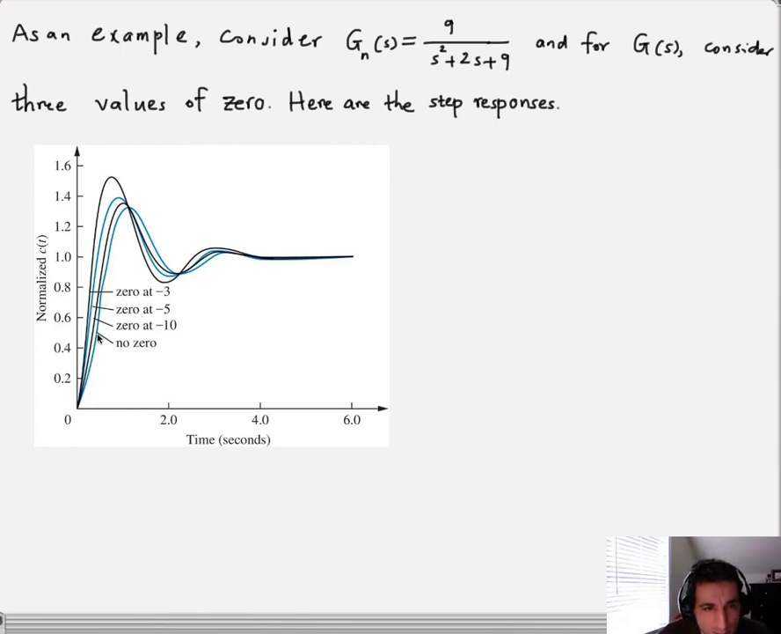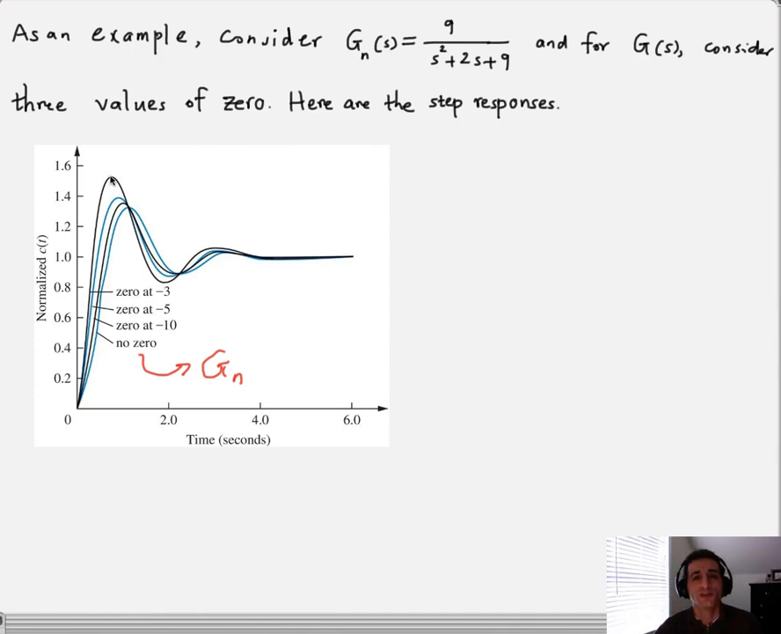The blue that you see here shows the response of the system Gn. So this is the response of the system Gn, no zero. And then you obviously have 3 other plots, each of them associated with a different value of the 0. So if your 0 is located at -10, that's what you get. If your 0 is located at -5, that's what you get. And if your 0 is located at -3, that's what you get.